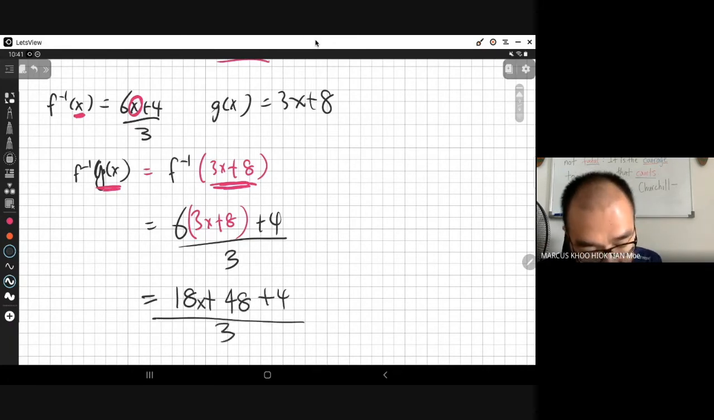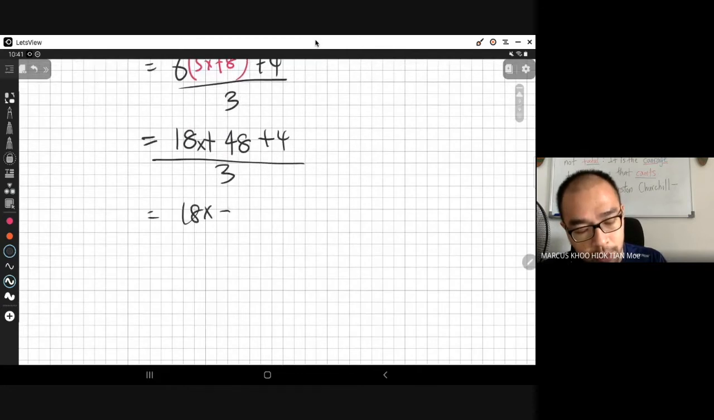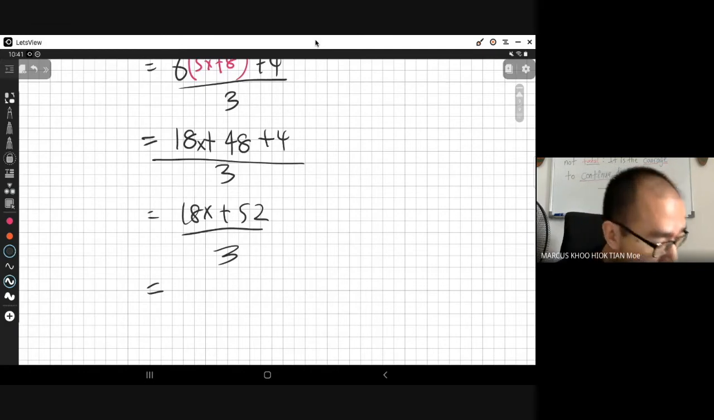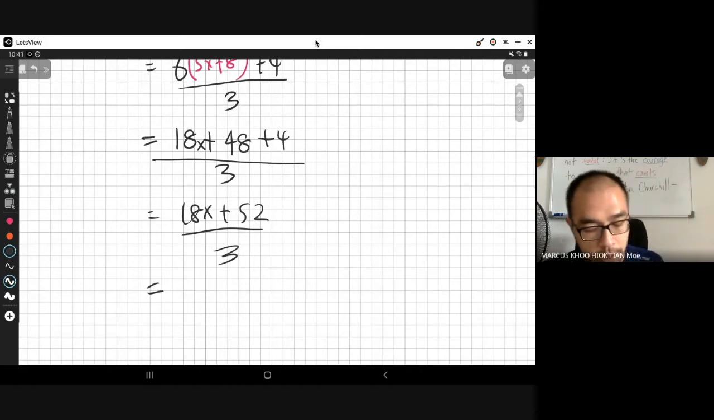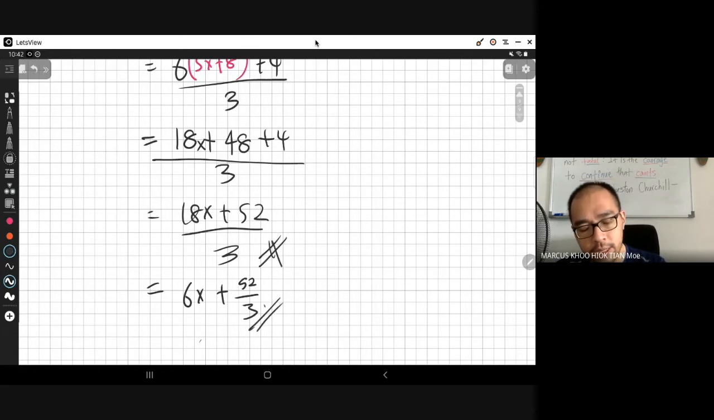All right, so 18x plus 48 plus 4, over 3. And so when you calculate this, you will get 48 plus 4. This will give you 18x plus 52 over 3. Is that true? Yeah. 52 over 3 cannot simplify, we cannot do much about this. So this will be 6x plus 52 over 3. So that will be our answer. Actually, you can leave your answer like this, or you can leave your answer like this. Either way is okay.